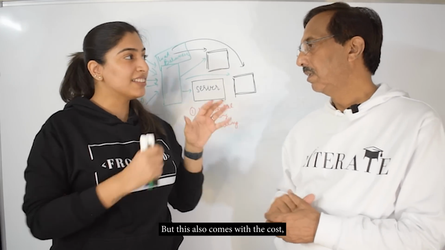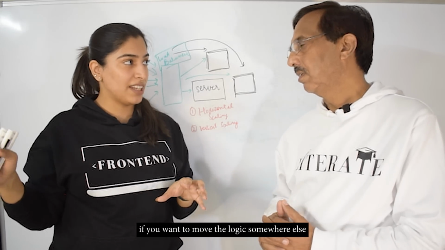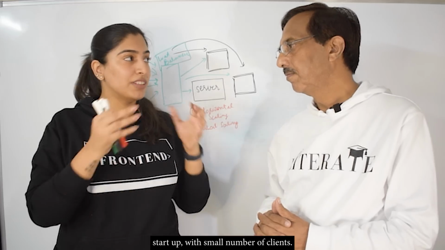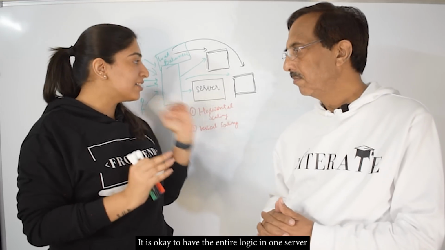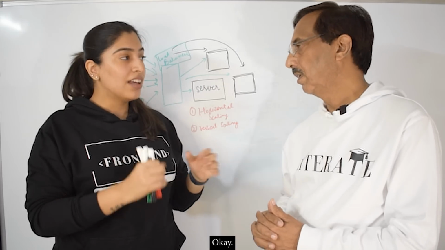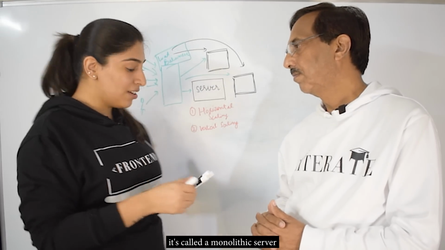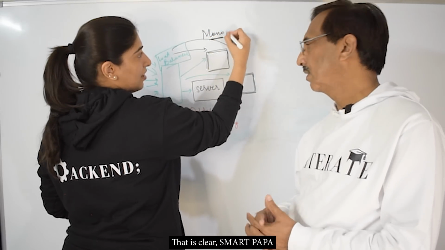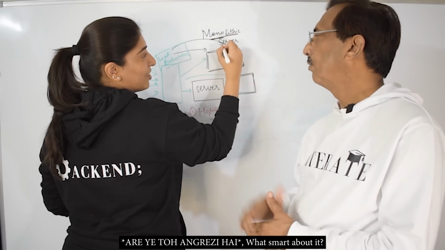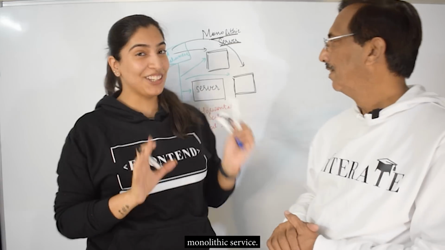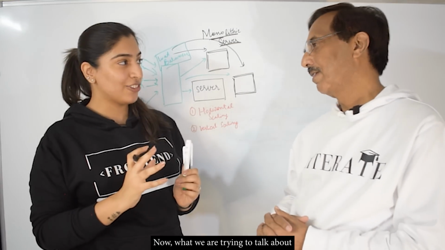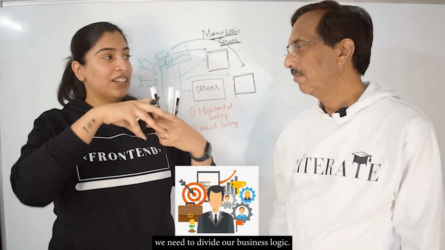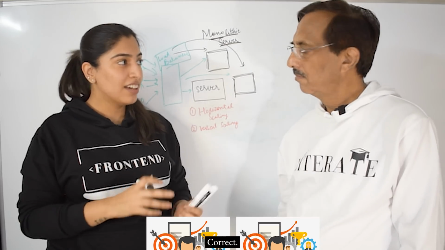Right. But this also comes with a cost if you want to move the logic somewhere else. When it is a small team, like a small startup with a small number of clients, it is okay to have the entire logic in one server. When you do that, it's called a monolithic service. Monolithic means single service. Yes. Now what we are trying to talk about is that as our service is growing, as the business logic is growing, we need to divide our business logic. Correct? So now what will happen?